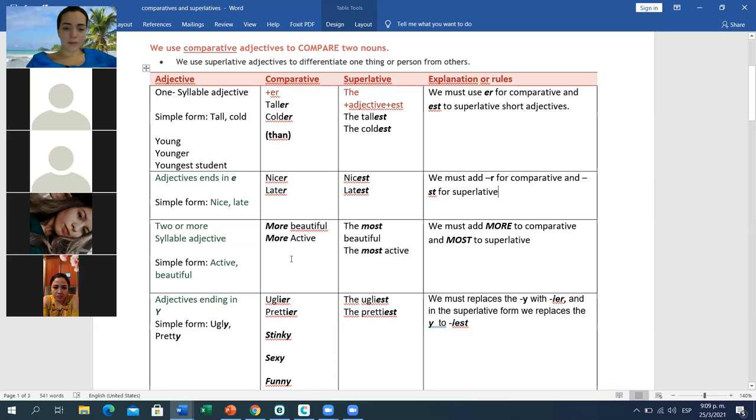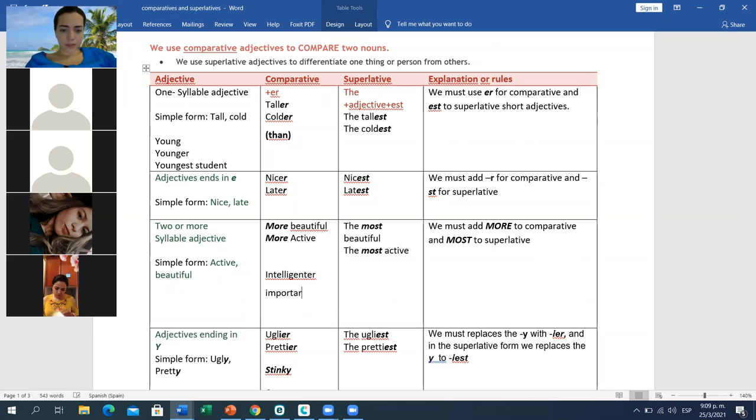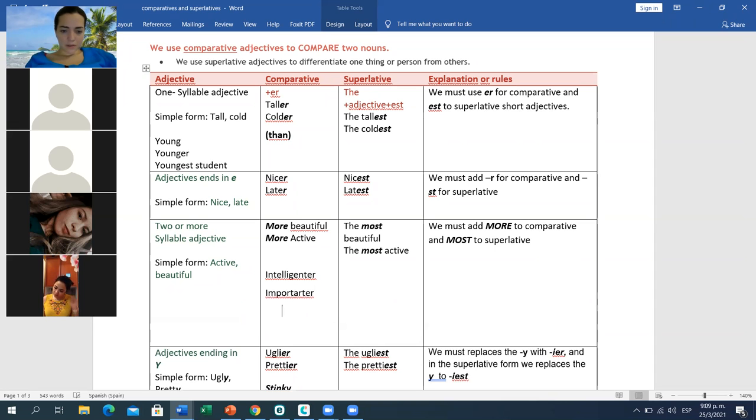Okay. Now, we have the other rule. Syllables from two, de dos o más. In this case, you are not going to say like intelligenter. Importanter, okay. Beautifuler, okay. No, why? Beautiful, three syllables. Intelligent, four syllables. Important, okay. What about, let me see, another adjective. Oh, come on, it doesn't come to my mind.